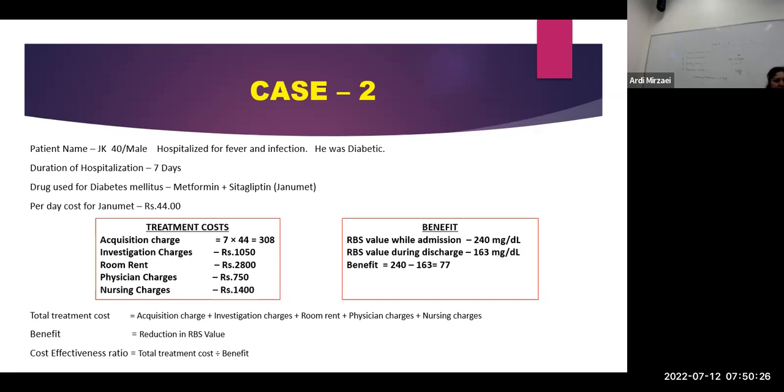So please add all the charges: acquisition plus investigation plus room rent plus physician charge plus nursing charge. Add everything. That will be the total treatment cost. And the benefit is, at admission it was 240. Later it became 163. So the benefit is 240 minus 163, that is 77. Cost effectiveness ratio is total treatment cost divided by 77.